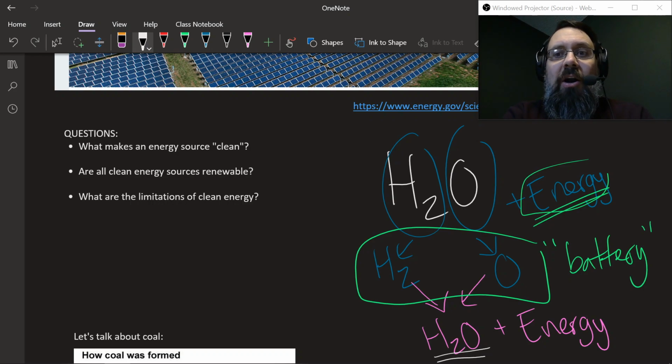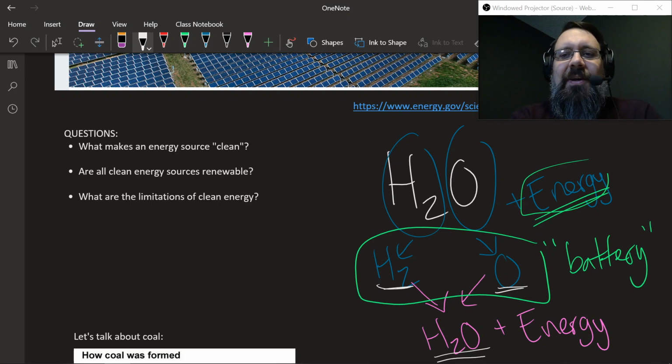So if you run a car off of this, and there are cars that run off of this, I believe Toyota has one called the Mirai or something like that. Hydrogen fuel cell vehicles take hydrogen and oxygen and combine them together. You get the oxygen from the atmosphere, so all you have to do is carry around the hydrogen in your tank, stick them together, and make water. You drive around while making water, which is pretty awesome if you think about it.